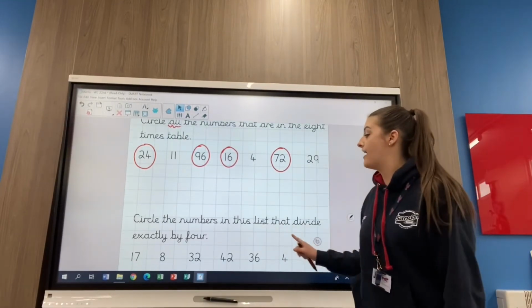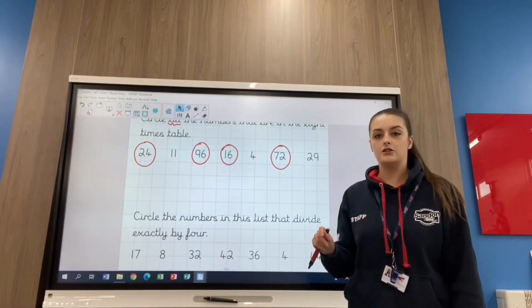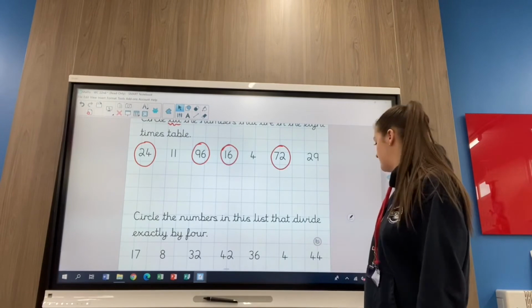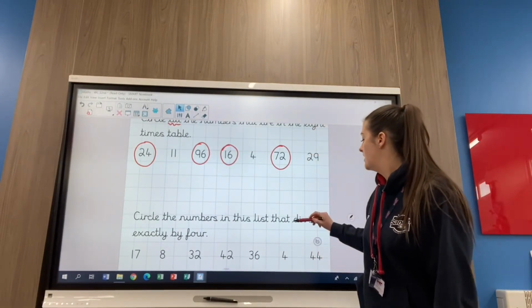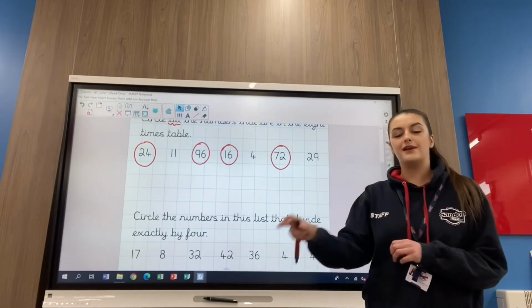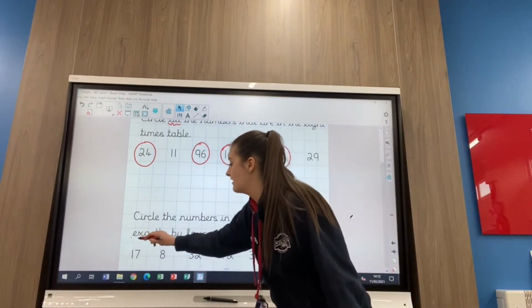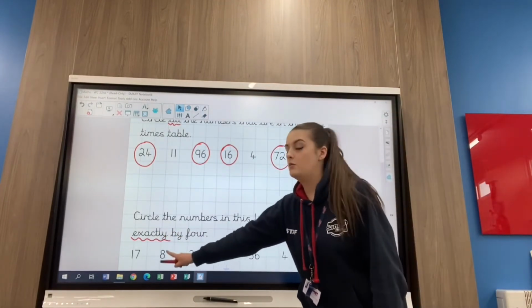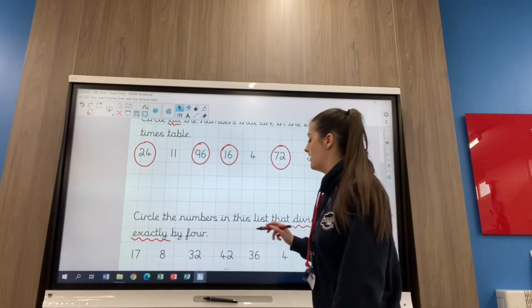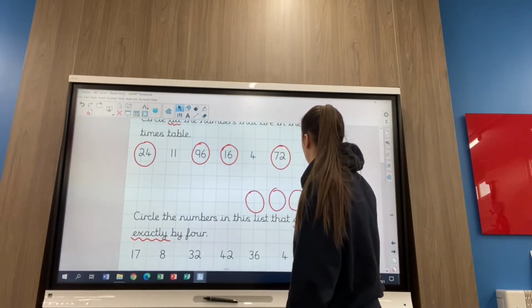Now you might have a different division, okay? I think yours says divide by 3, so don't just be copying my questions because I have different numbers to you. Now the word divide, we know we're sharing, we're splitting into equal groups, and it's saying divide exactly by 4, okay? So if I take the number 8, for example, and I'm dividing it by 4, I'm splitting it into 4 equal groups.